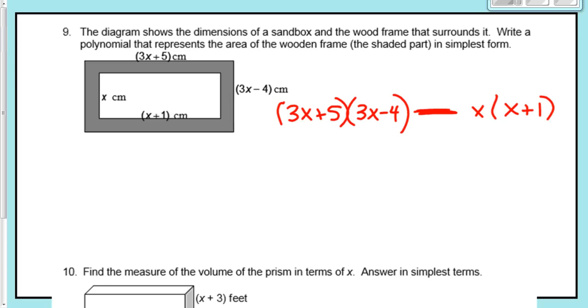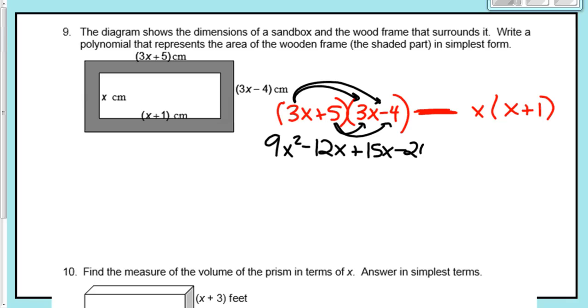Okay, so I'm going to simplify each of these individually. So this side, 3x times 3x is 9x squared. 3x times negative 4 is negative 12x. 15x, negative 20. I'm going to go ahead and simplify this again. Okay, so that's my first piece. That's the area of the first piece. I'm going to subtract whatever I get over here.